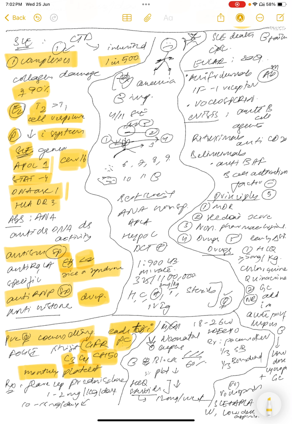If there is a flare up, you'll start prednisolone, 1 to 2 milligram per kg body weight. So 2 milligram per kg for a 50 kg weight means 100 milligram per day. Slowly we'll taper it to 10 to 15 milligram per day.